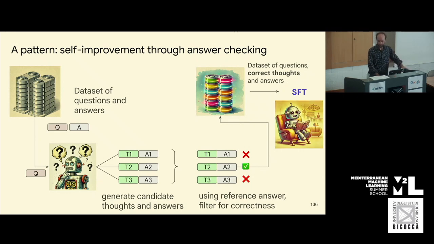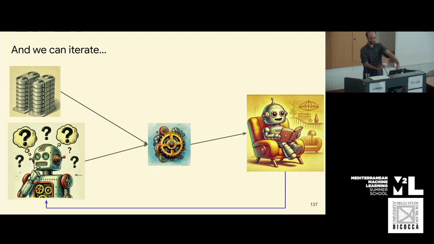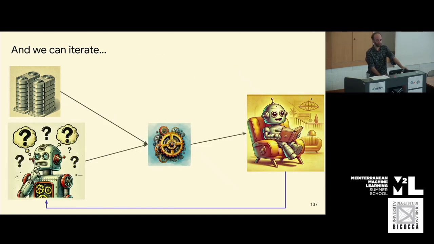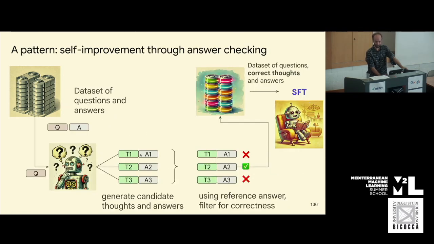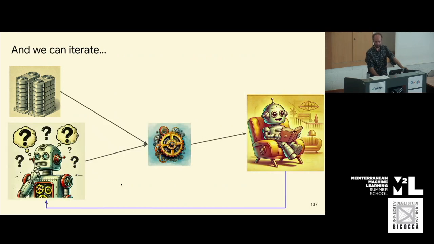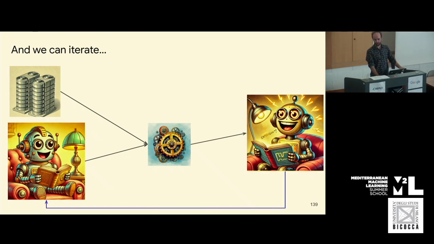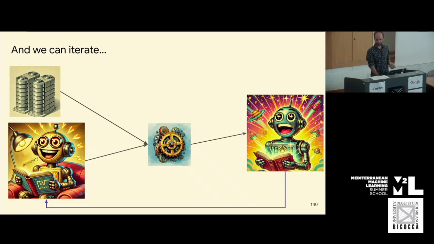And this works. Of course, we can iterate. I started from the base model, and I created a new data set, and I fine-tuned, and I have a better agent. But now I could start from here and generate my new answers from the slightly more mathematically capable agent. So I can replace the left agent by the right agent, and just keep going. Just like in AlphaZero, there's this notion of self-improvement. You can do the same thing, and so the agent increasingly gets better and better at solving more and more problems until it's super good.